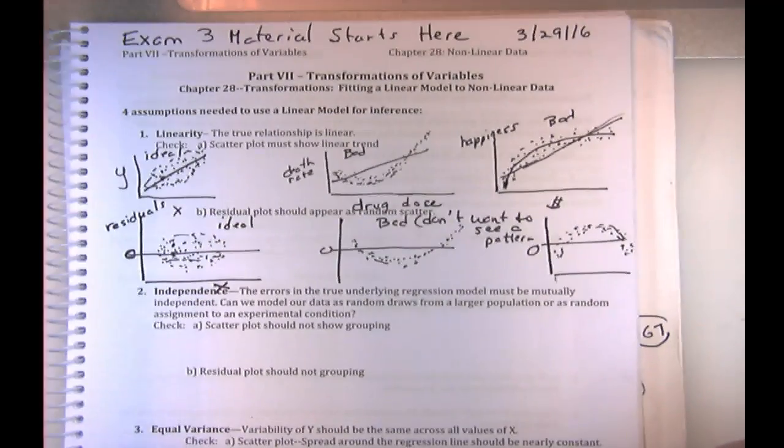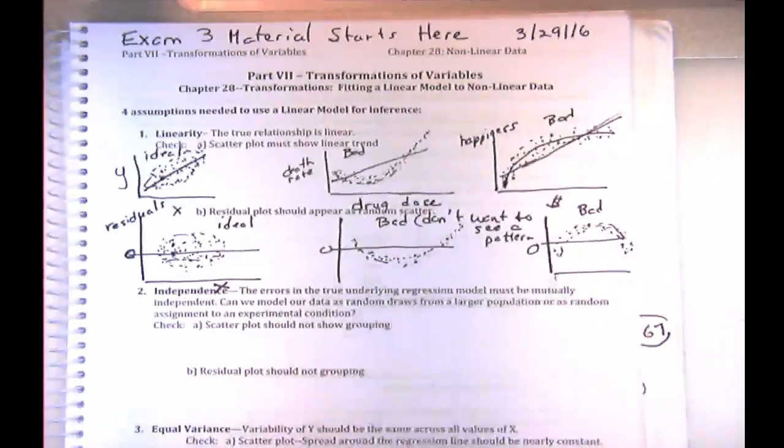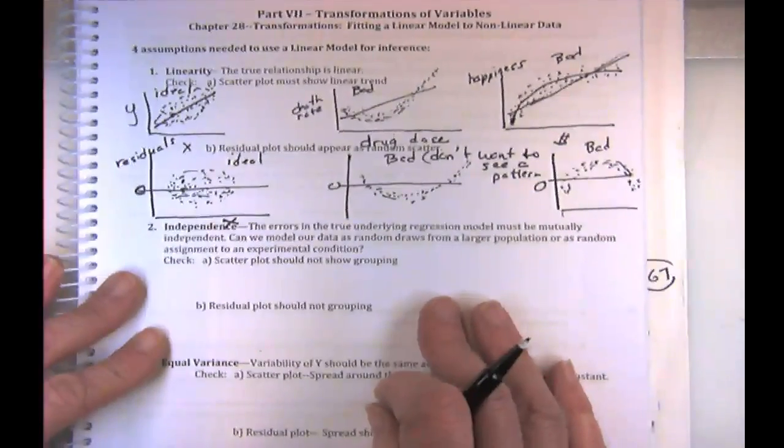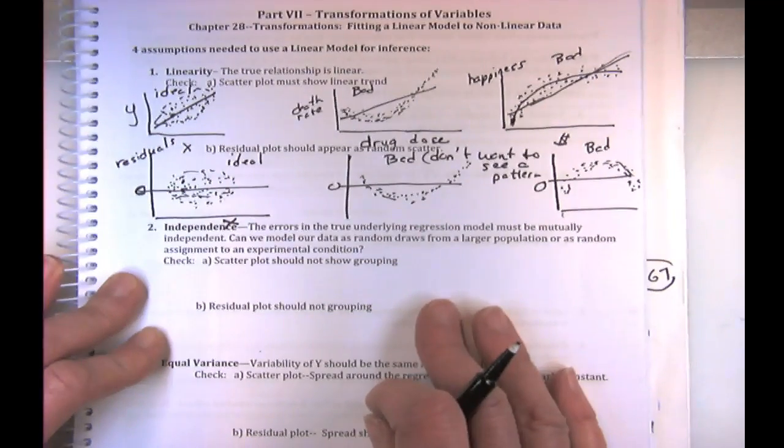Okay, and that looks bad. You don't want to see any pattern. All right, so now there are other ways that you can see a pattern. You can see groupings, and that usually indicates that the x's aren't independent. The errors aren't independent.